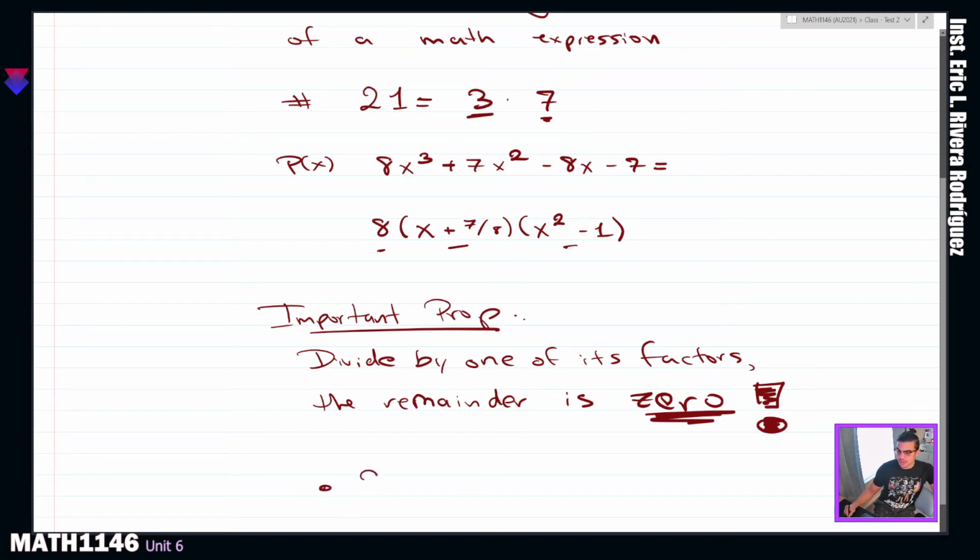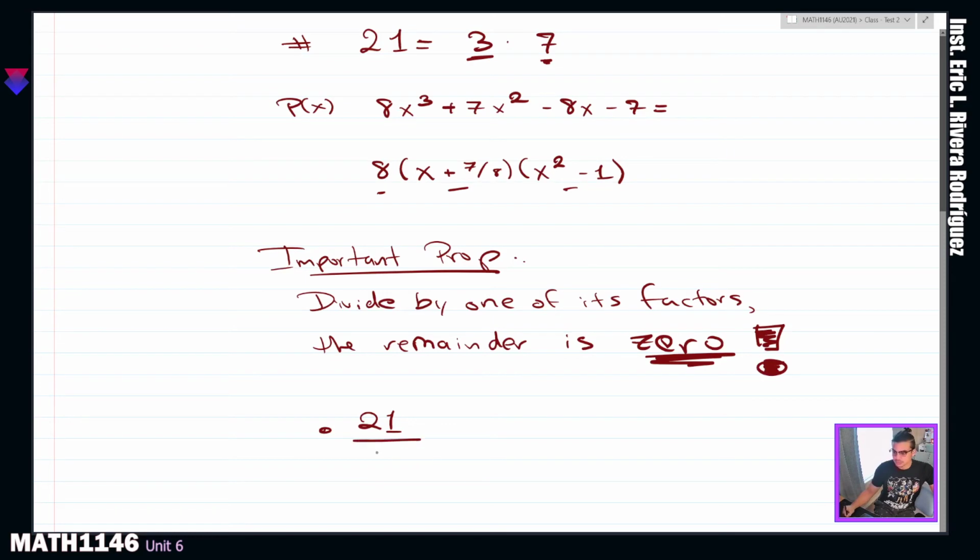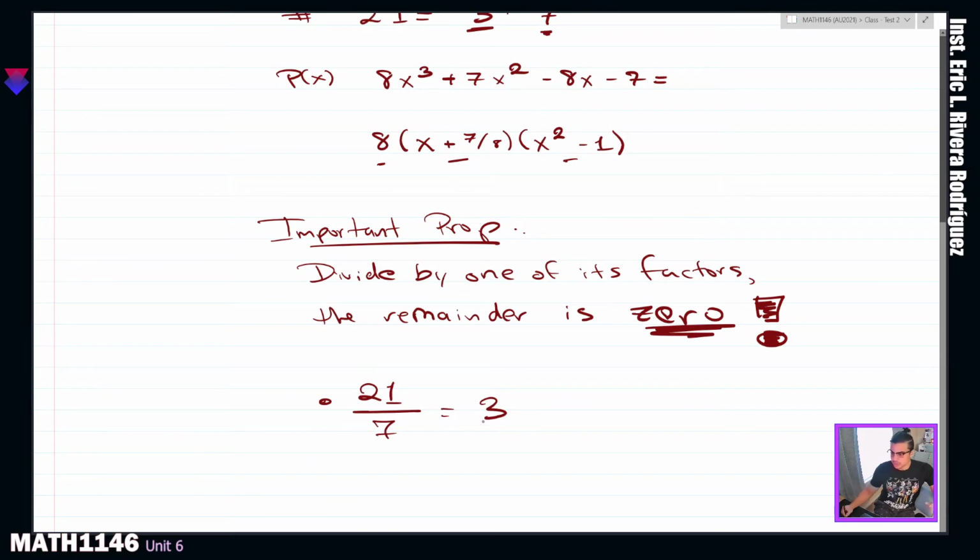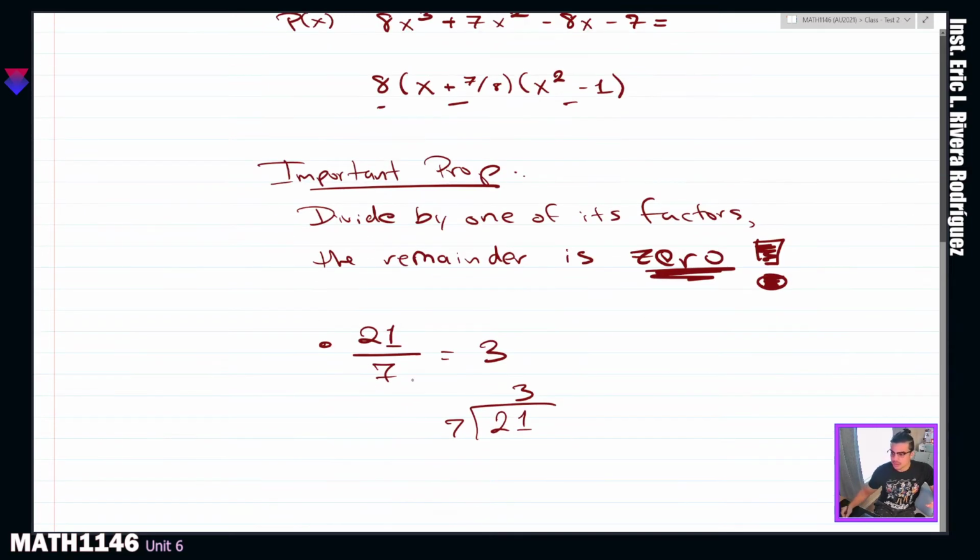We can see that from here. When we divide 21 by 7, for example, we know the quotient, the result, is going to be 3, right? If we do long division of this, we have 3 here. So 3 times 7 is 21. We subtract and we get 0. The remainder is here. It is 0. The remainder is going to be 0 because we divide 21 by one of its factors, 7.